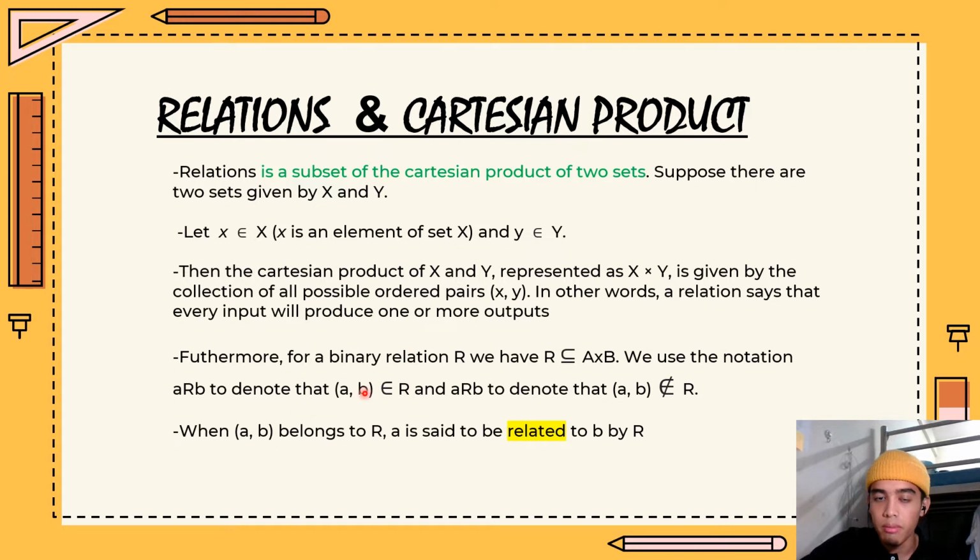Okay, furthermore, for a binary relation, we have R. R is a relation, a subset of A cross B, with the notation aRb to denote that (a, b) is an element of R, and a not-R b to denote that (a, b) is not an element of R. When (a, b) belongs to R, a is said to be related to b.